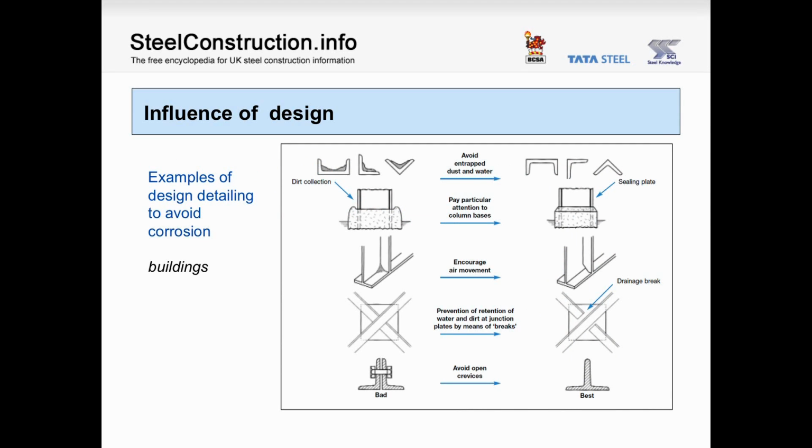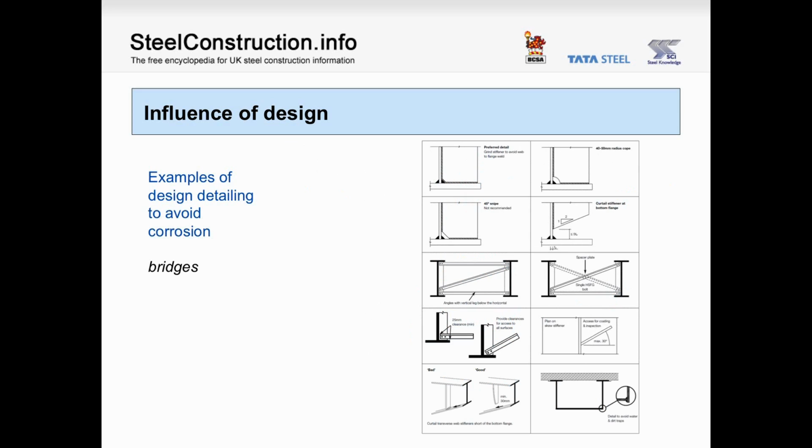Some illustrated examples for building structures to avoid water retention and crevices are shown in the figure here. Additionally, there are some examples for bridge structures, where stiffeners, bracings and bolted connections should be considered, shown in this figure.